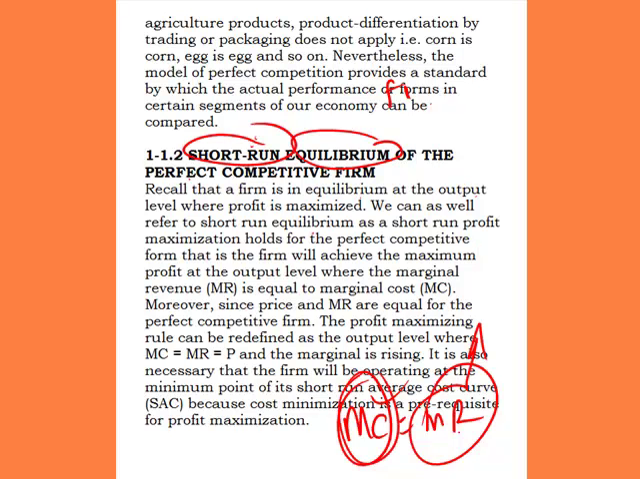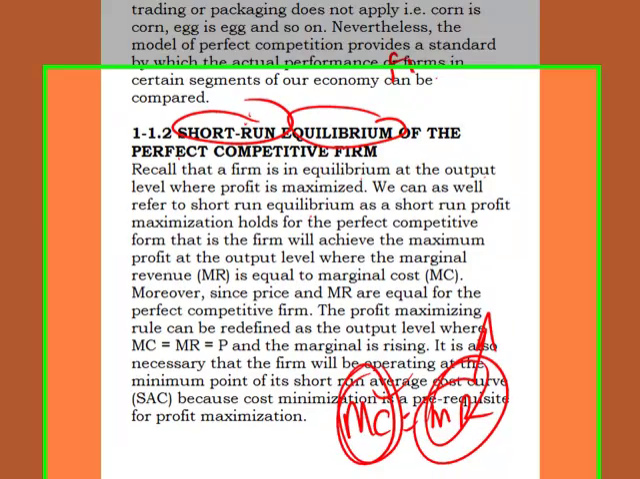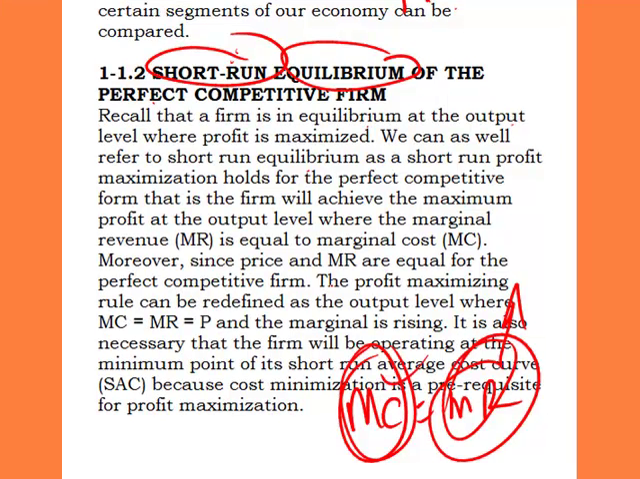Where this extra cost equals extra revenue, then profit is maximized at that point. Moreover, since price and marginal revenue are equal for a perfectly competitive firm, I hope you know that the price is equal to marginal revenue. Why? Because the price is equal to marginal revenue for a perfectly competitive firm, it means the extra revenue derived from extra sales must be equal to the price.